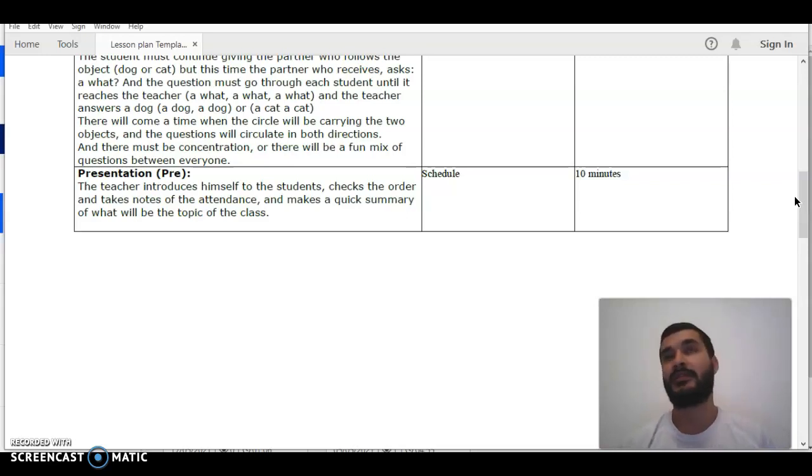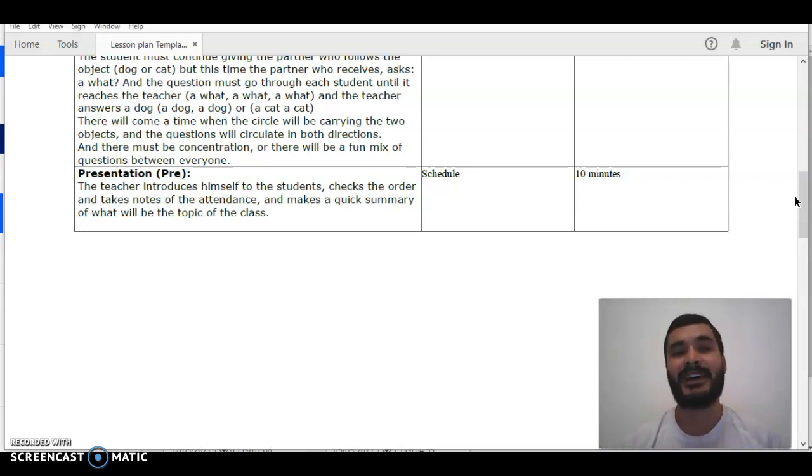But this time the partner that receives the object would say a what, and the student who is giving needs to ask back, in this case to the teacher, a what. So the teacher will be the only person who will give the answer: a dog, a cat. Each time that the object is passing from student to student, they will ask. So the question must go through each student until it reaches the teacher. A what, and the teacher would say a dog, a cat.